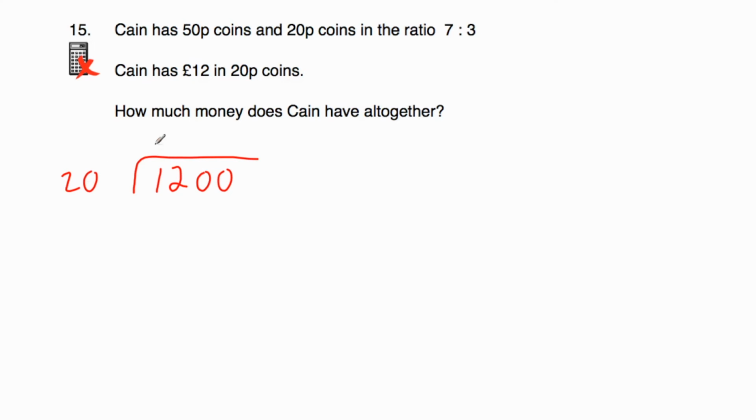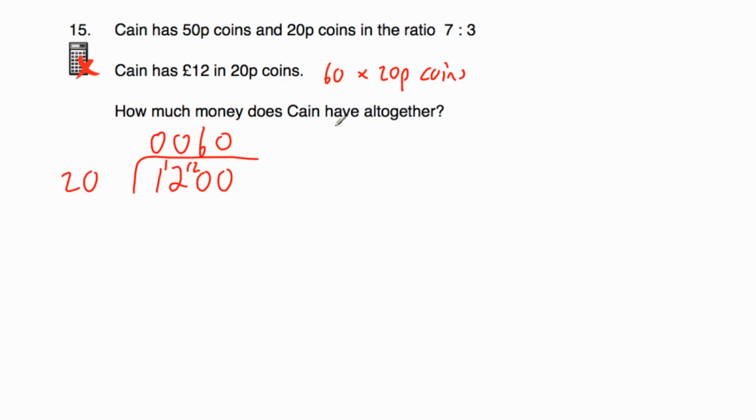So how many 20s go into 1? 0, remainder 1. How many 20s go into 12? 0, remainder 12. How many 20s go into 120? So it's going to be 20, 40, 60, 80, 100, 120. That's 6. And then how many 20s go into 0? 0. So that means he's got 60 20p coins.